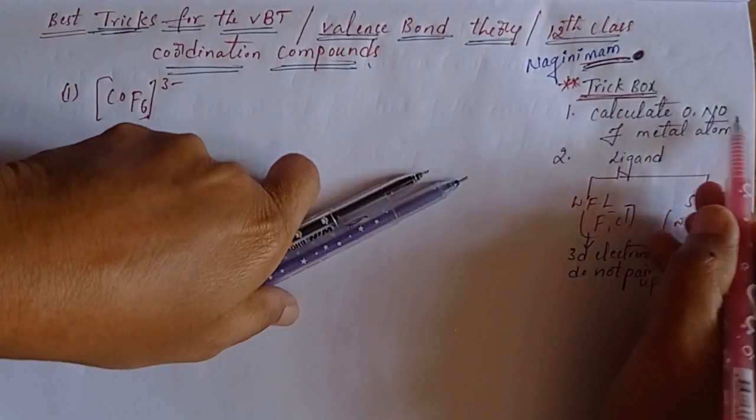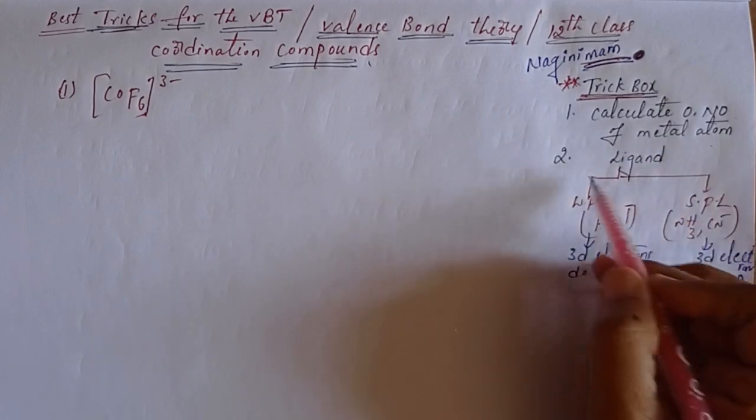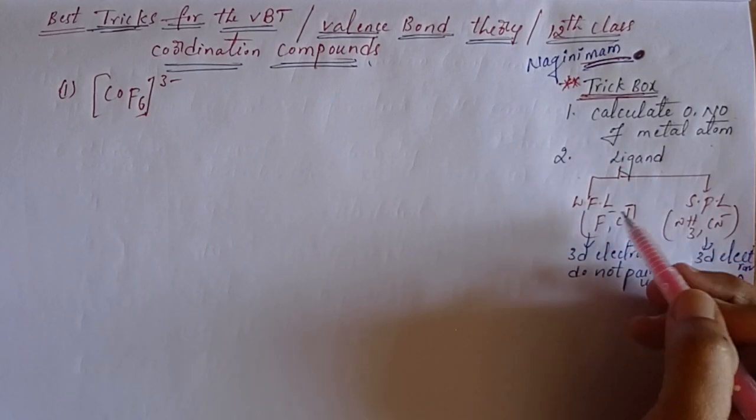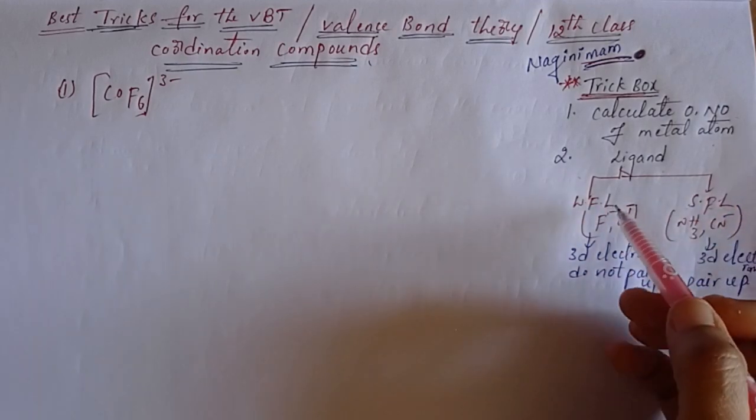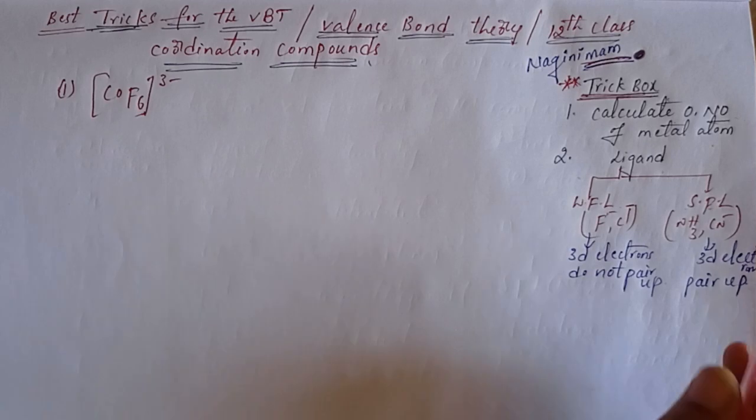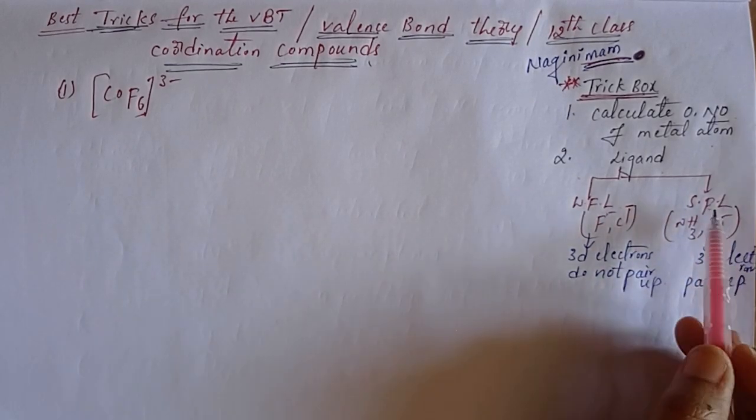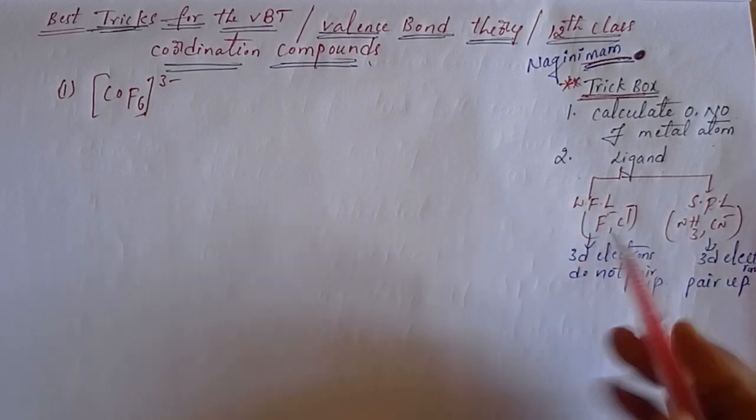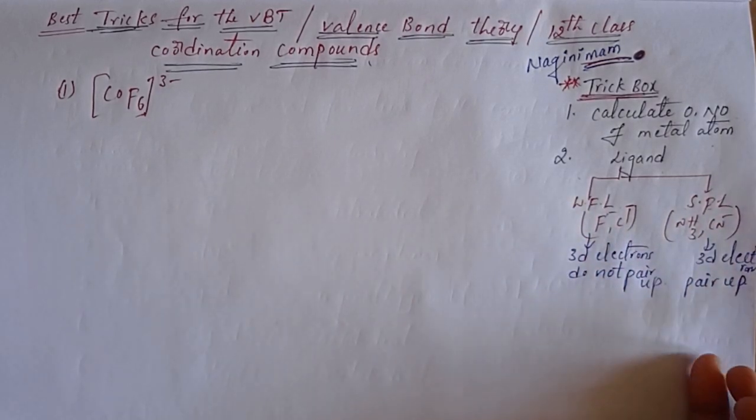We have to find the oxidation number of the metal atom. Calculate the oxidation number of the metal atom. And second, identify whether the given ligand is a weak field ligand or a strong field ligand. If it is a weak field ligand, fluoride or chloride, 3d electrons do not pair up. And if it is a strong field ligand, 3d electrons can pair up. A weak field ligand cannot pair the 3d electrons, the strong field ligand can pair up the 3d electrons.